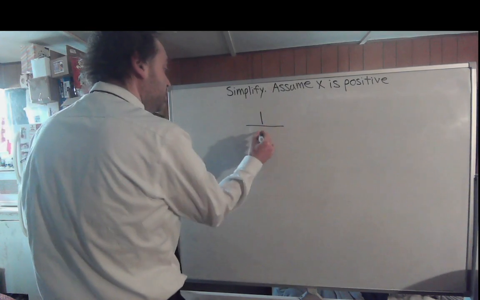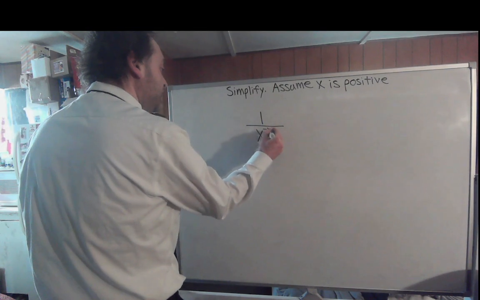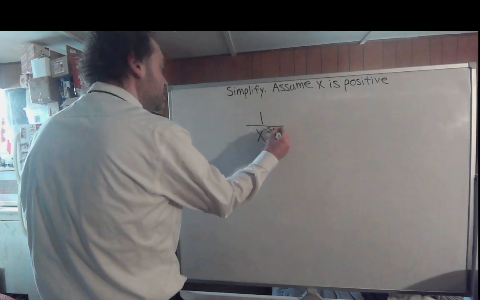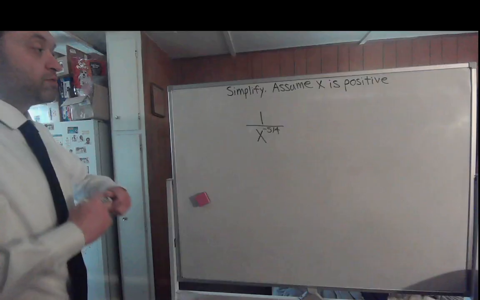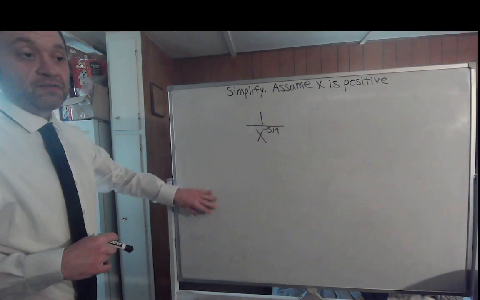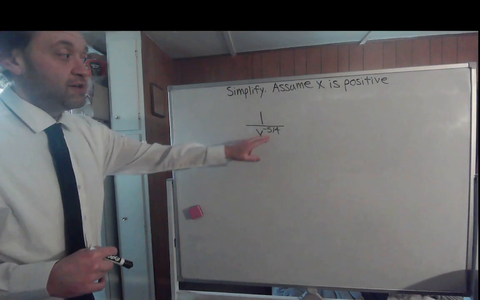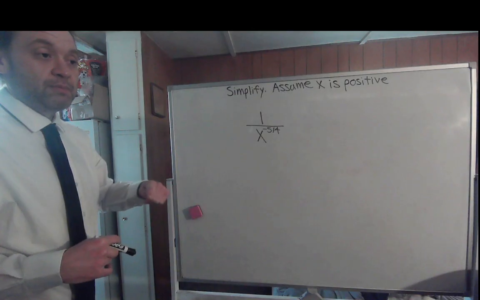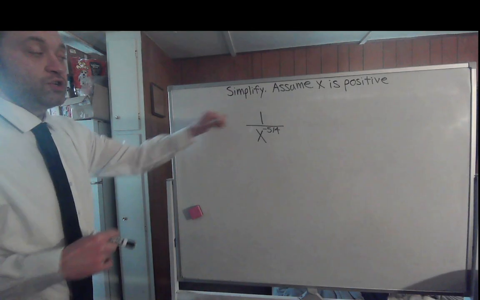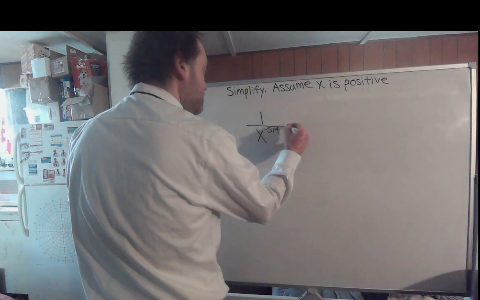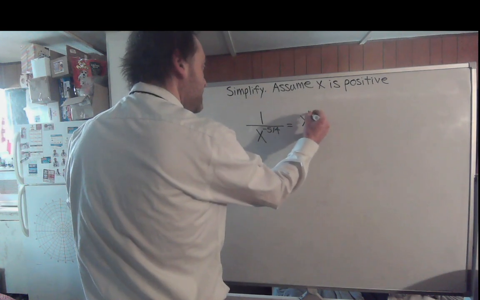We have 1 over x to the negative 5/4. So we have 1 over x to the negative 5/4. Well, first thing, you have a negative exponent in the denominator. That means it's going to go up into the numerator and become positive. So this would turn into x to the positive 5/4.